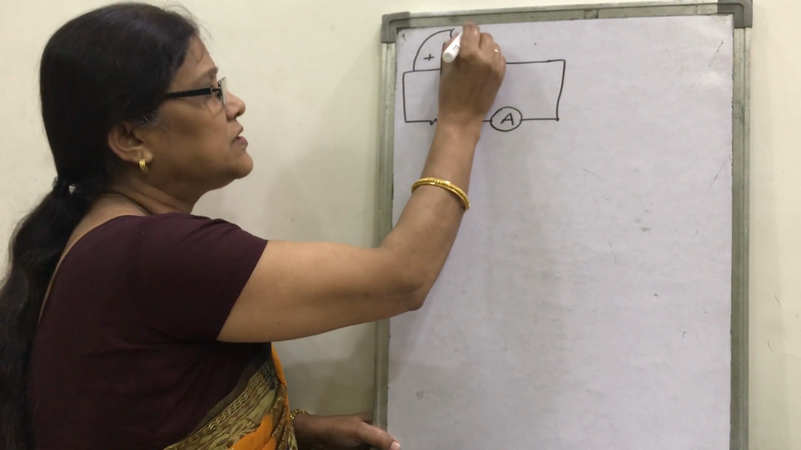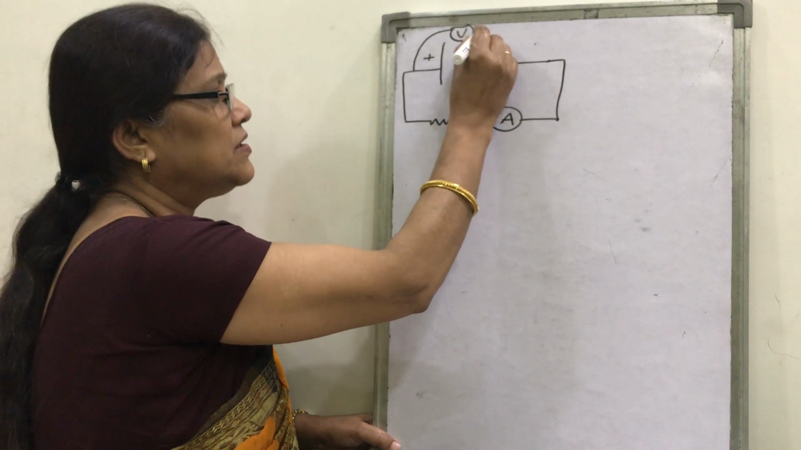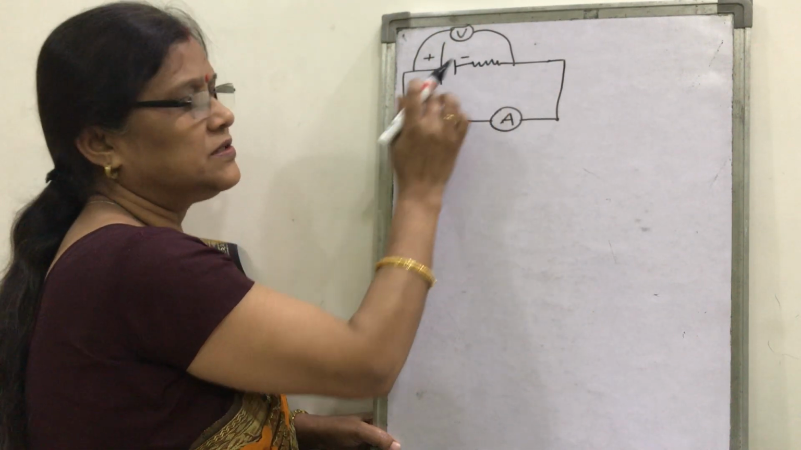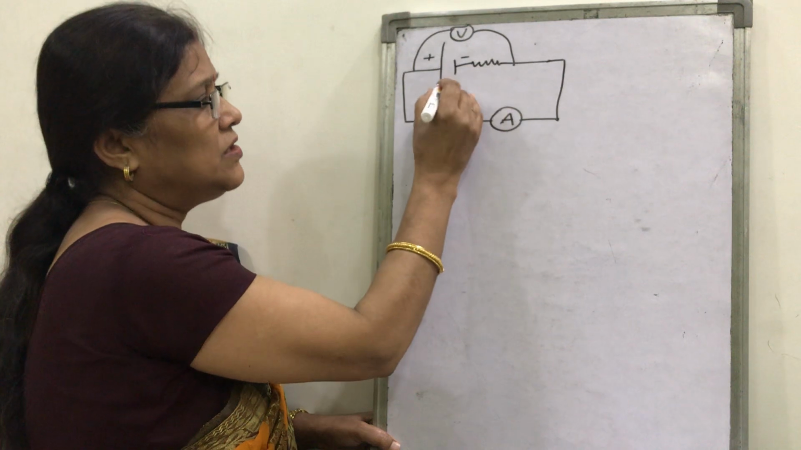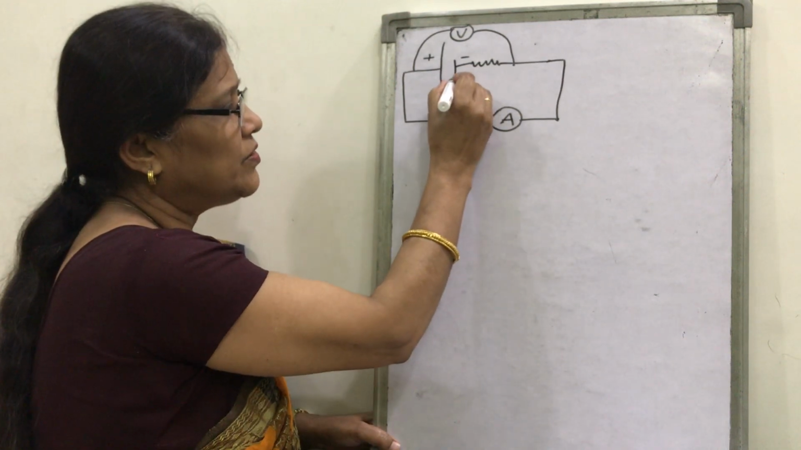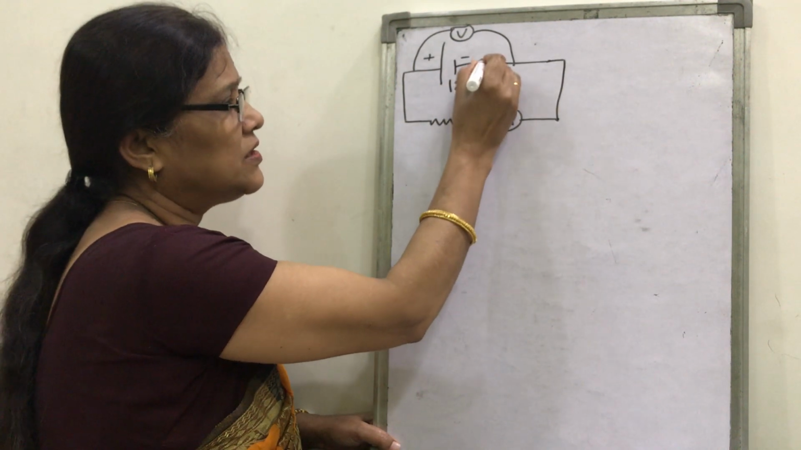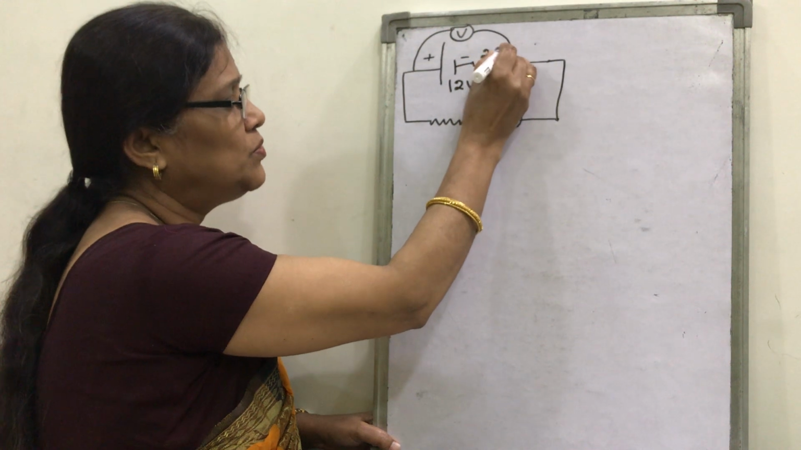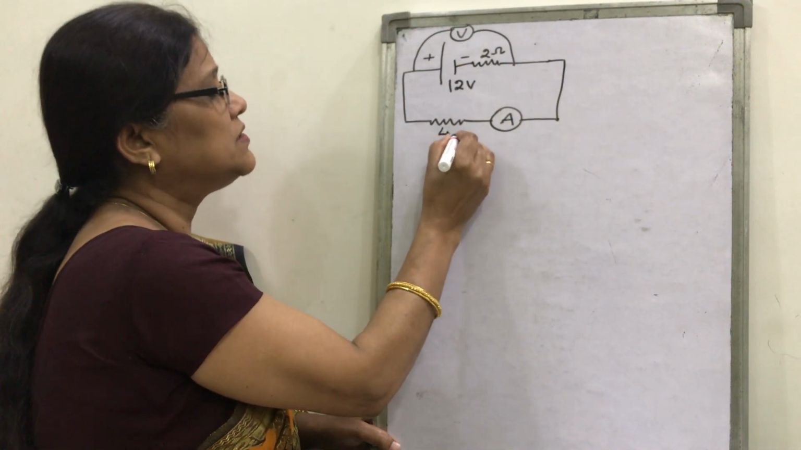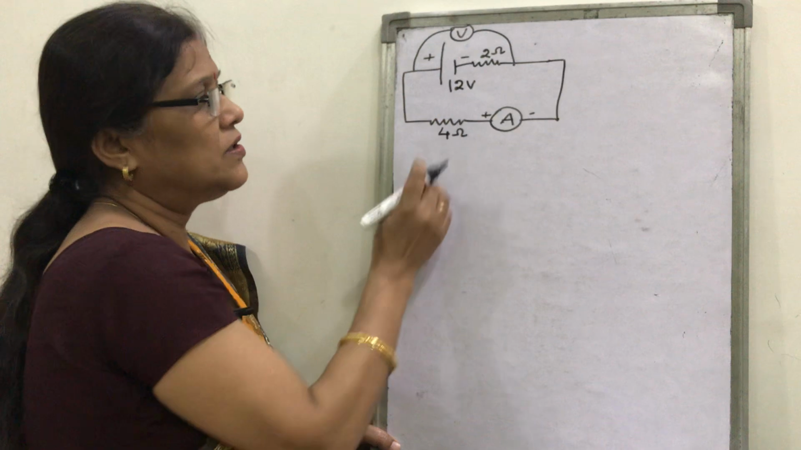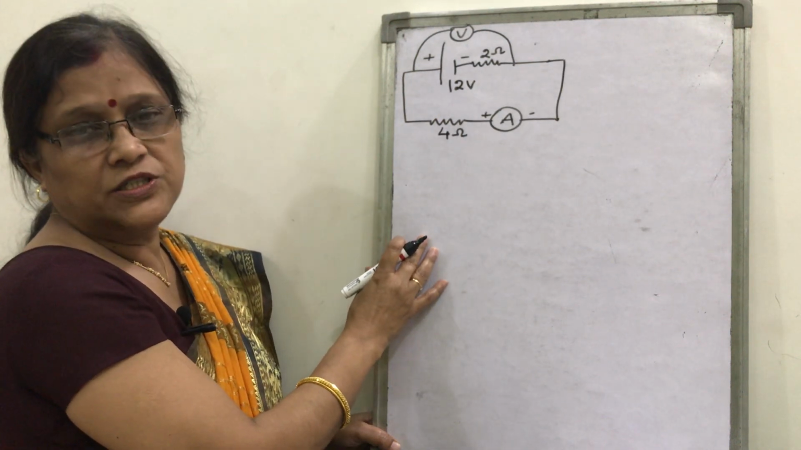A voltmeter is given, connected here across the terminals of the cell. The EMF of the cell is given as 12 volt, the internal resistance is 2 ohm, and the external resistance is 4 ohm. I am reading the question.